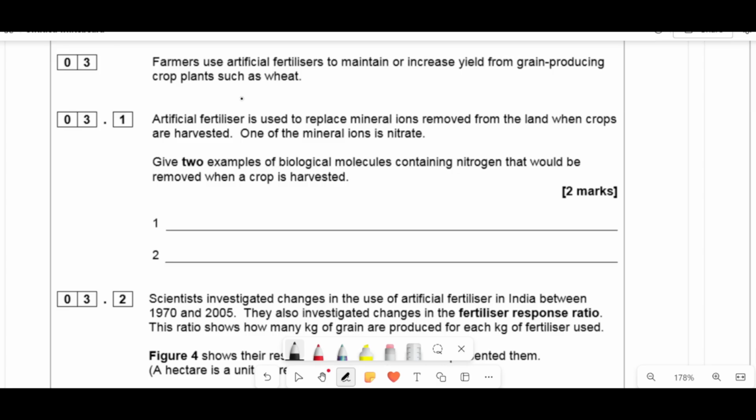Farmers use artificial fertilizers to maintain or increase the yield of grain-producing croplands such as wheat. Artificial fertilizer is used to replace mineral ions removed from the land when crops are harvested. One of these is nitrate. Give 2 examples of biological molecules that contain nitrogen that's removed when you're harvesting a crop.